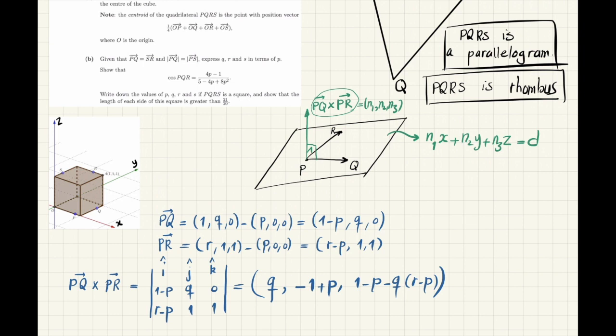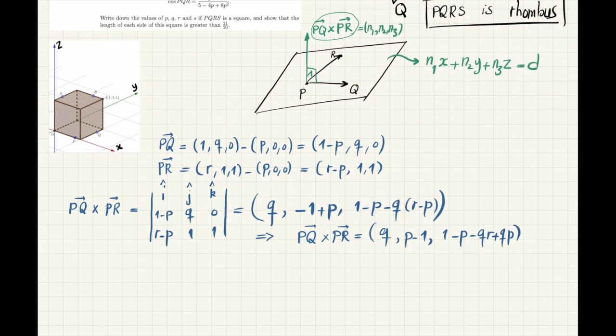Okay, so what happens here if I simplify this a little bit? So this means that PQ cross PR is equal to Q, P minus 1, and then I will have 1 minus P minus QR plus QP. So that would be the perpendicular vector to my plane. Okay, so now I write the equation.